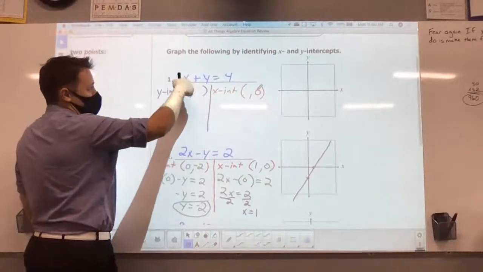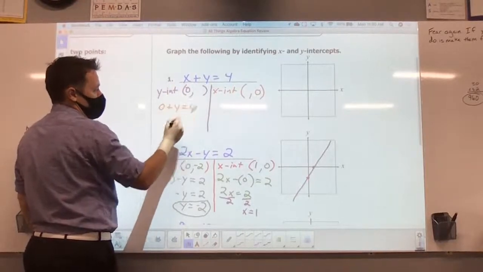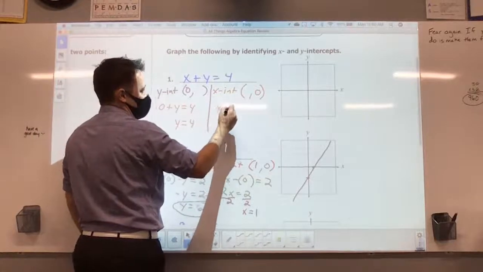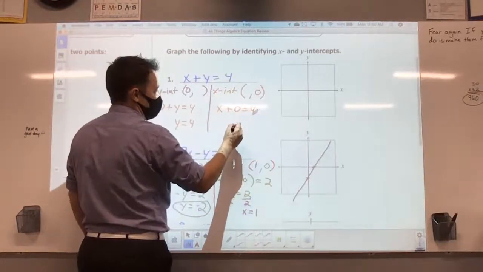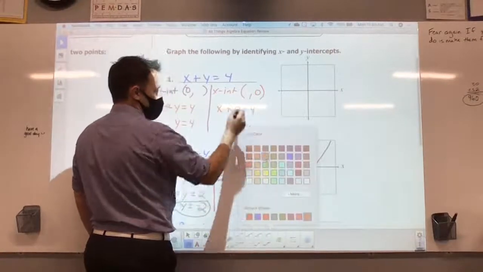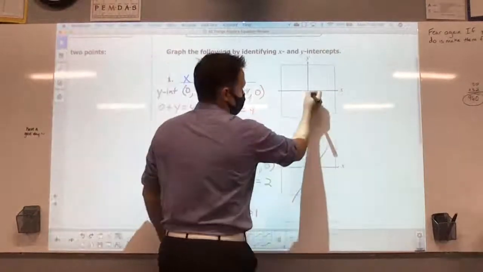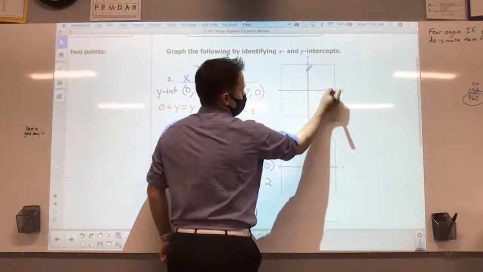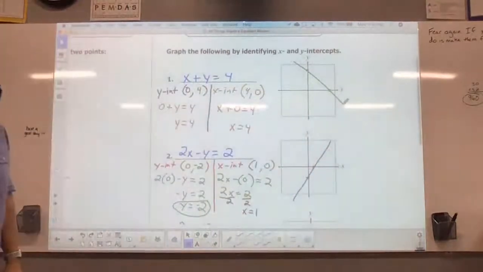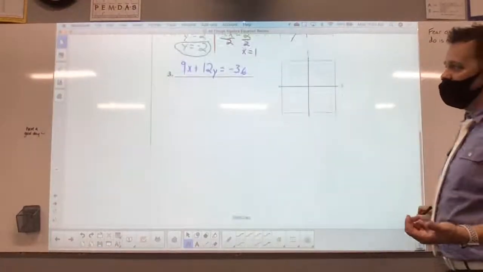Now this one's simple because that would be 0 plus y equals 4. So y is 4. And then this one's simple because it would be x plus 0 equals 4. So x equals what? 4. So this one is relatively easy, where both points are 4s. Okay, so you have 0, 4, and 4, 0, like that. And there's your graph.